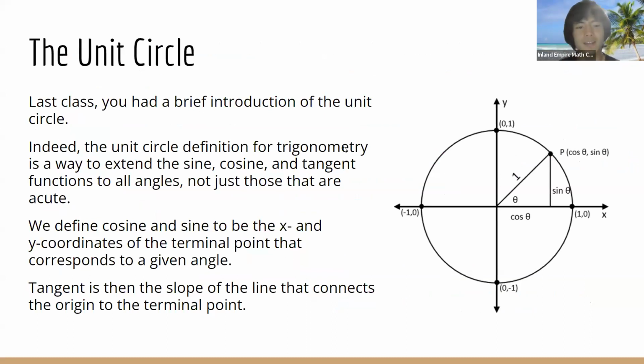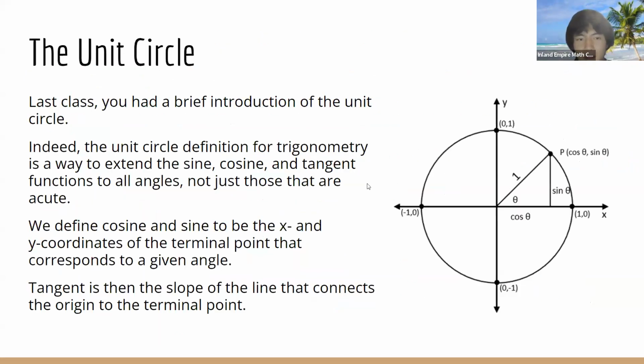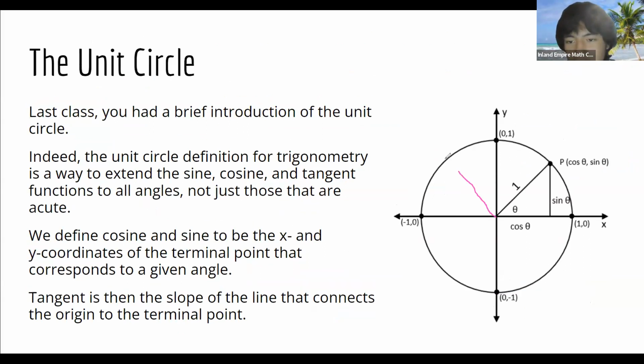But anyways, the bulk of today's class is actually about the unit circle definition, because as you can see, if you use the right triangle definition, all of these functions, sine, cosine, and tangent, are really limited to acute angles, right? But if you have the unit circle, you can extend the definition, because now instead of being limited to acute angles, you can go to angles like this.